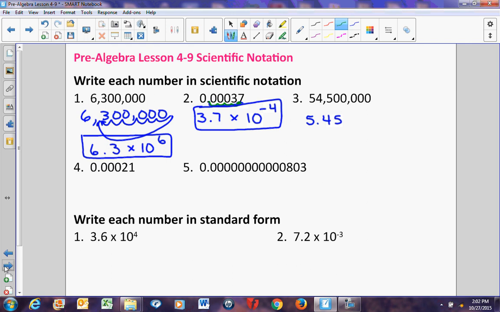We started with our number at the end of the 0. We moved it 1, 2, 3, 4, 5, 6, 7 places. And it's a big number that we made smaller. We took 54,500,000 and made it 5.45, so it was big. We made it smaller, so it has to be a positive power of 10. All right, and if you remember, we said that was 7 places, so the power of 10 is 7. 5.45 times 10 to the 7th power.